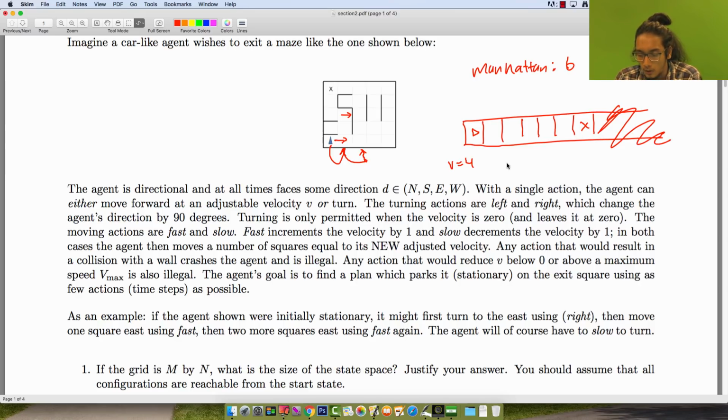Well, suppose you did the following. Suppose the actions you took were slow, followed by slow, followed by slow. So slow 3 times. What's going to happen? The first slow will decrease your velocity to 3, and you go forward by 3 spaces, right? So you end up over here.